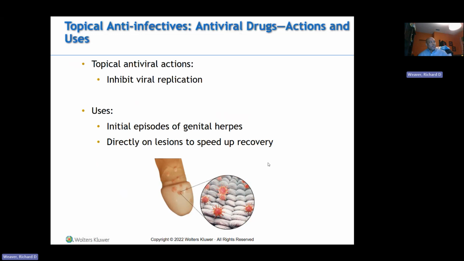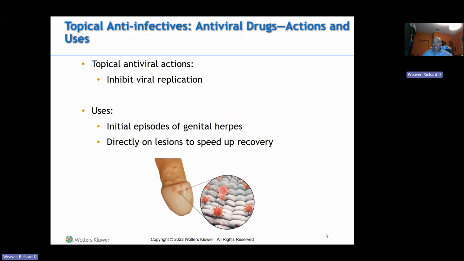Right. Now we're going to move to the antiviral, anti-infective drugs. More specifically, we're speaking to the actions as well as the uses. A couple of the drugs that we will talk about are acyclovir and penciclovir. These are topical forms of antiviral drugs that are used to treat oral herpes simplex virus.